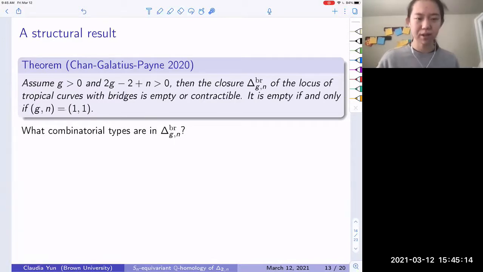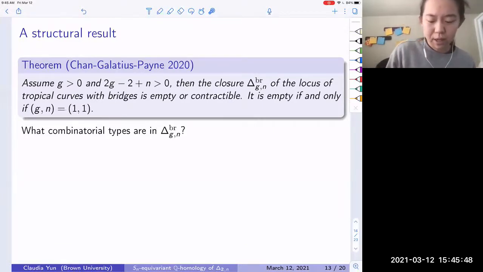And one such structural result is proven by Chen, Gathmann, Payne in their 2020 paper. So assuming g is greater than 0 and 2g minus 2 plus n is greater than 0, then the closure of the locus of the tropical curves with bridges is empty or contractible. And in particular, it's empty if and only if (g, n) is (1, 1). So in our case, since we care about the genus 2 case, this bridge locus is always empty.